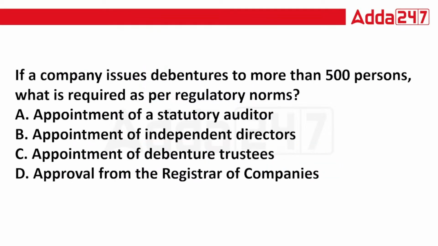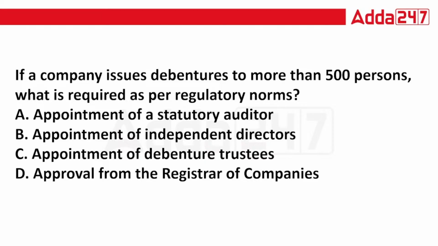So we have seen 2 questions based on your leverages. Now let's read the next question. This is a theory question. If a company issues debentures to more than 500, what is required as per regulatory norms? A. Appointment of statutory auditor. B. Appointment of independent directors. C. Appointment of debenture trustees. Or D. Approval from registrar of companies.